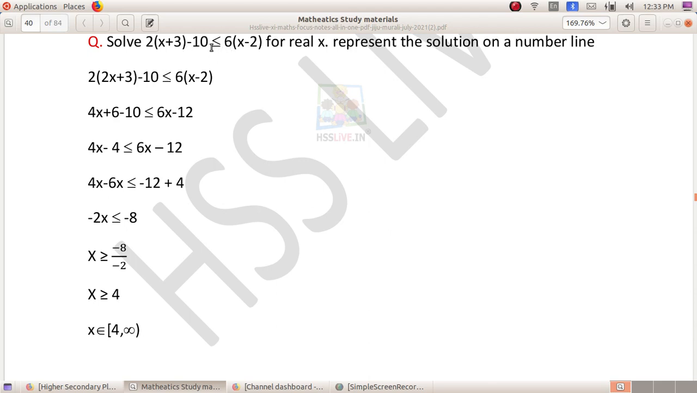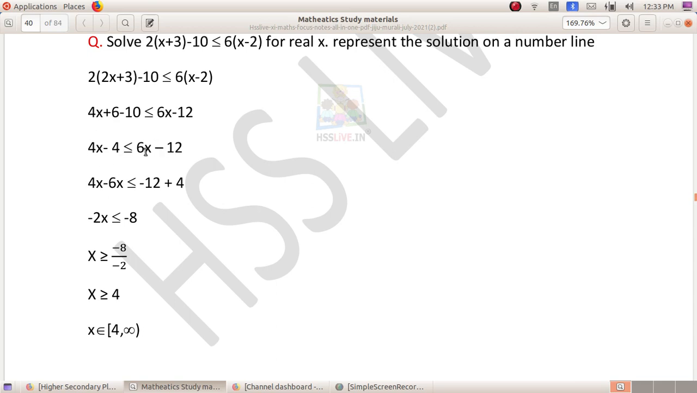For solving this inequality, first we consider this inequality as equality. That is 2 into x plus 3 minus 10 equal to 6 into x minus 2. So we are writing this question. Then expanding, 2 into 2x is 4x, plus 2 into 3 is 6, then minus 10 less than or equal to 6x minus 12. So keeping this inequality as equality, you can change the corresponding terms. Here 4x, 6 minus 10 means minus 4, less than or equal to 6x minus 12.